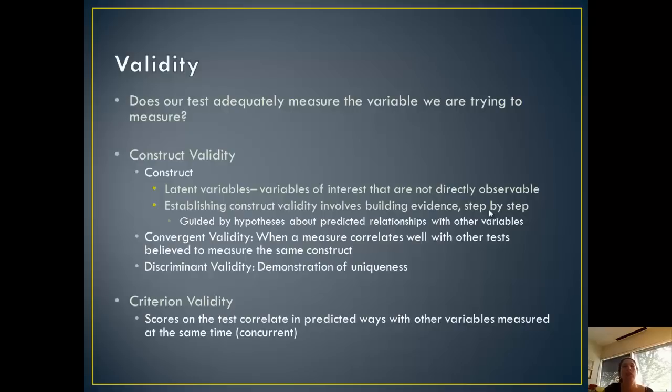One other type of validity that you might be having a plan for this particular project is criterion validity. And we talked about two kinds of criterion validity, but for this project we're really only having the capability of looking at one, and that is concurrent validity. So recall that criterion validity is established through a process of showing that the scores on the test correlate again in predicted, hypothesized ways with other variables that are measured at the same time.